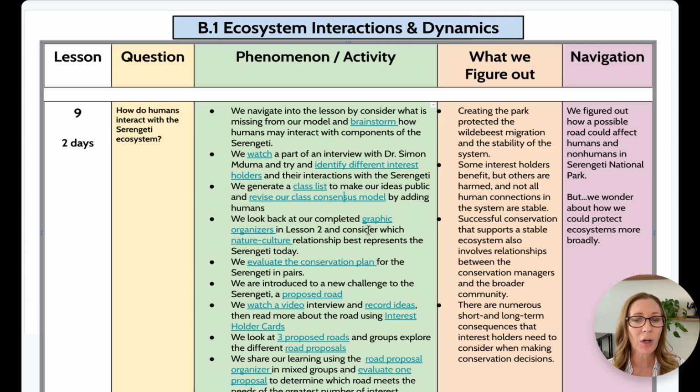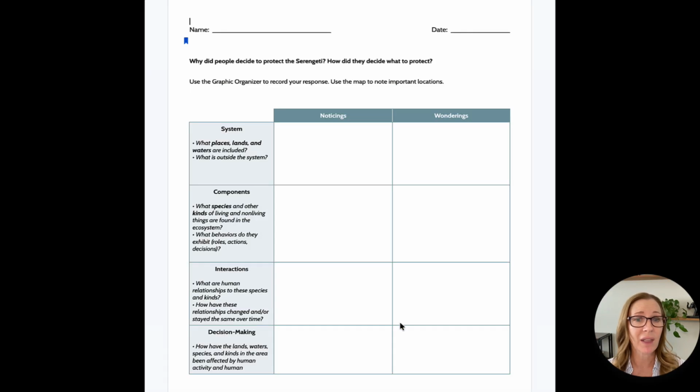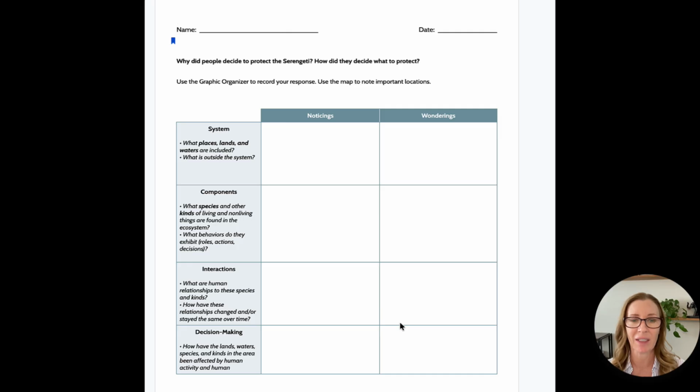Then we look back at our completed graphic organizers. This comes from Lesson 2. In Lesson 2, they filled this out as they were introduced for the first time to the conservation plan in the Serengeti. If you remember, we looked at what places, lands, and waters are included, so what's in the system: what components, species, and animals are living there, and the interactions between these things. We also mentioned the relationship of humans to these species at that time, or we tried to find that as we went through the conservation plan.